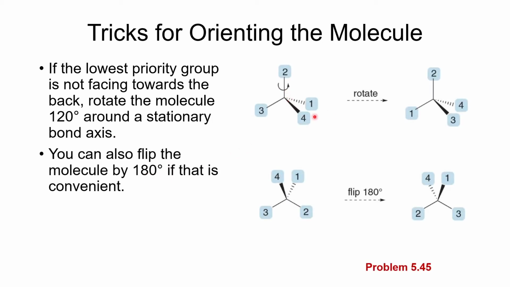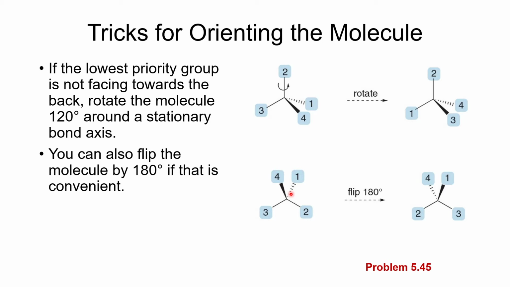So here our lowest priority 4 is not in the back. If we keep the 2 where it is and keep this carbon where it is, we can rotate about that, and then this 4 will go over here to the back, the 1 will come over here to the left, and the 3 will come out to the front. So it will rotate 120 degrees about this bond. If you have the 4 coming forward and you want to make it so that it is going back, another trick is that you can just take that molecule and flip it 180 degrees.